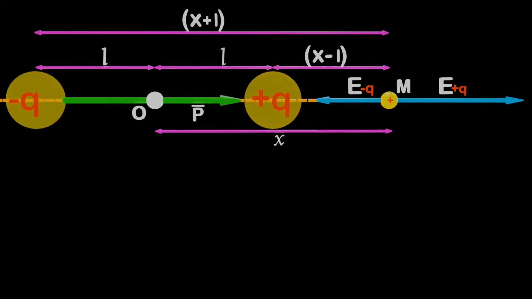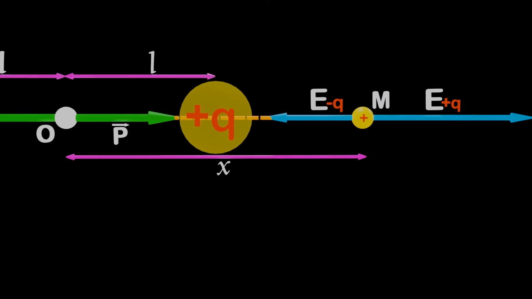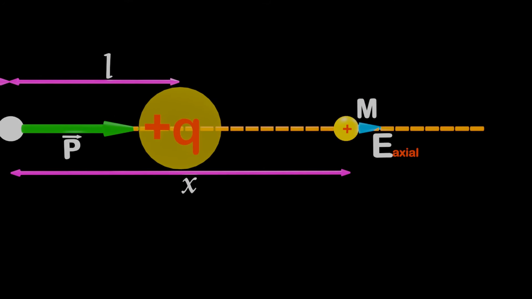Now, if we discuss the direction of the electric field at the axial position, E axial will align with the direction of the dipole moment. This is because at point M, the electric field generated by the positive charge is more dominant, resulting in the net effect E axial being outward. Or in other words, it can be said to be in the same direction as that of the dipole moment.